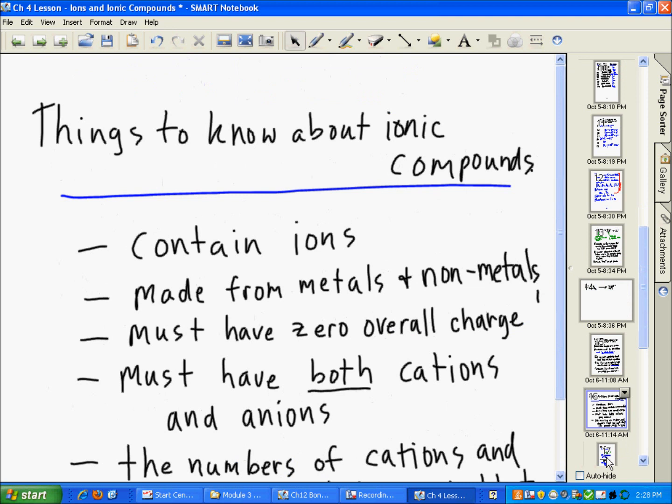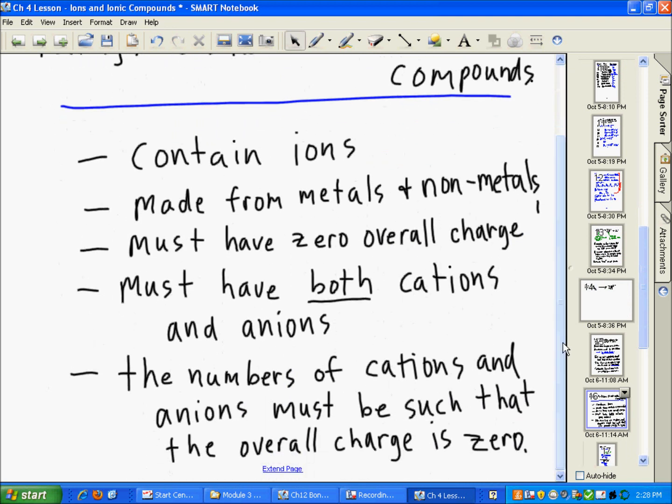Some things to know about ionic compounds. Well, obviously they contain ions. They're made from metals and nonmetals, because you need the metals to give up the electron and the nonmetals to gain them. They have to have 0 overall charge. A compound can't have a charge. So compounds won't have a charge.